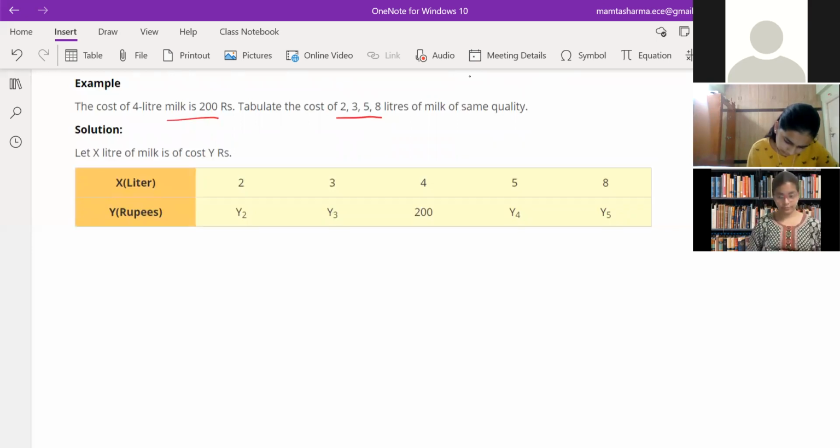By the unitary method. You did it by the unitary method, right? Yes, ma'am. You can apply any method, whichever is convenient. Tabular method or unitary, both are simple.